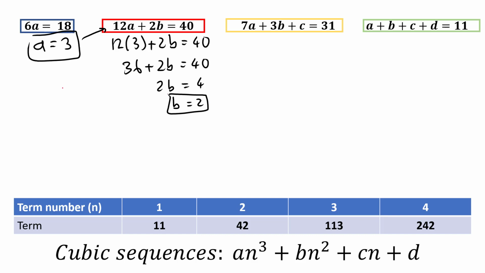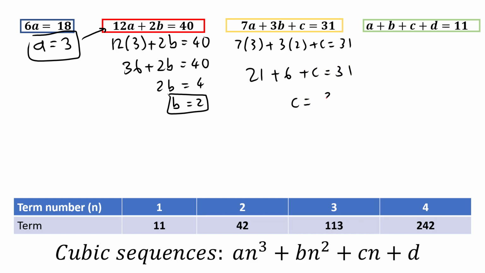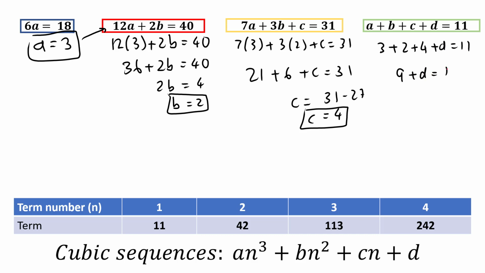Great, now we can use both those things in the next one, and that's why we build from the bottom up, from the 6a equals 18 up to the top, because each time we remove some unknowns. So here we have 7 lots of 3 plus 3 lots of 2 plus c equals 31. 21 plus 6 plus c equals 31. c equals 31 minus 27 equals 4. Very nice. Next we have 3 plus 2 plus 4 plus d equals 11. That gives me 9 plus d equals 11. So d has to equal 2.